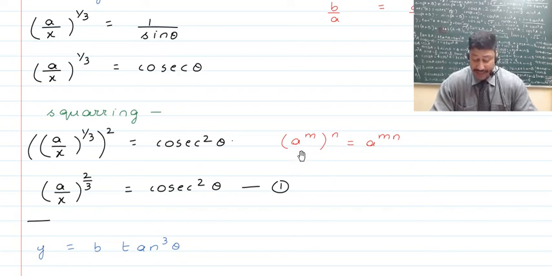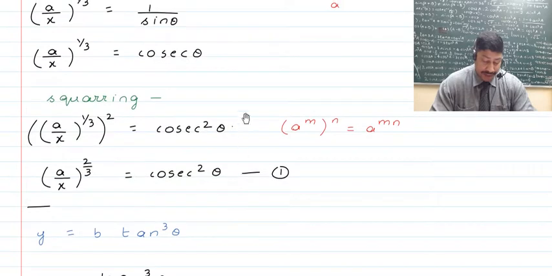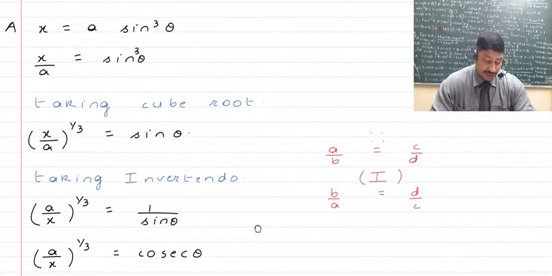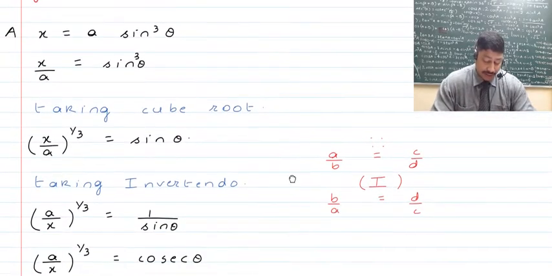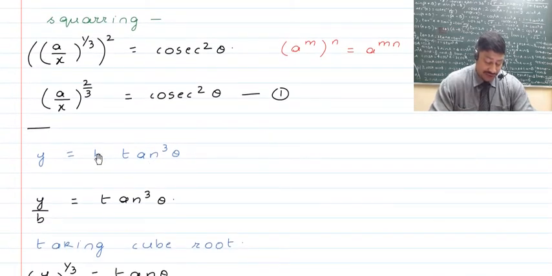that is a raised to the power m whole raised to the power n becomes equal to a raised to the power m into n. So applying this, we have (a upon x) raised to the power 2 upon 3, which becomes equal to cosec square theta. Now next, when we pick up the second equation, which is y is equal to b tan cube theta, here also we make tan cube theta the subject of the equation by transposing b to the denominator of the other side.